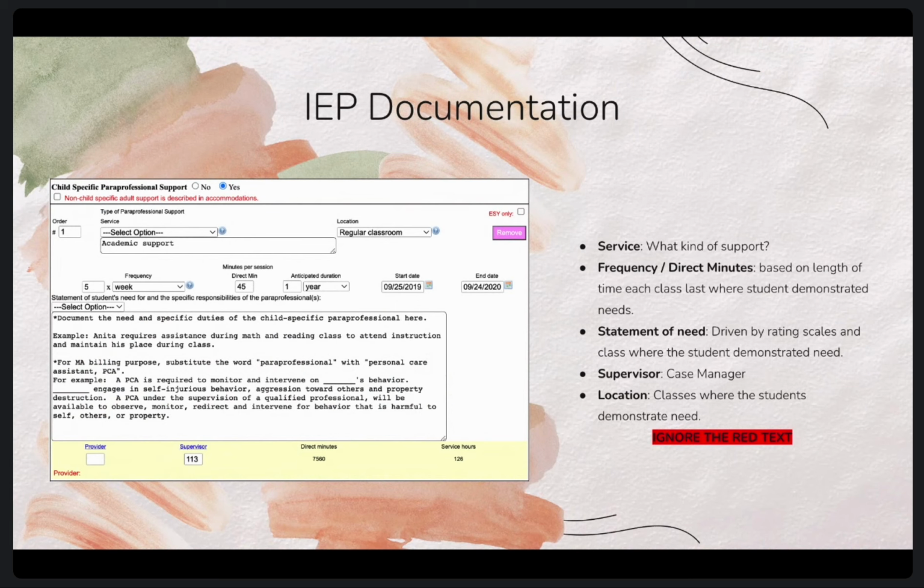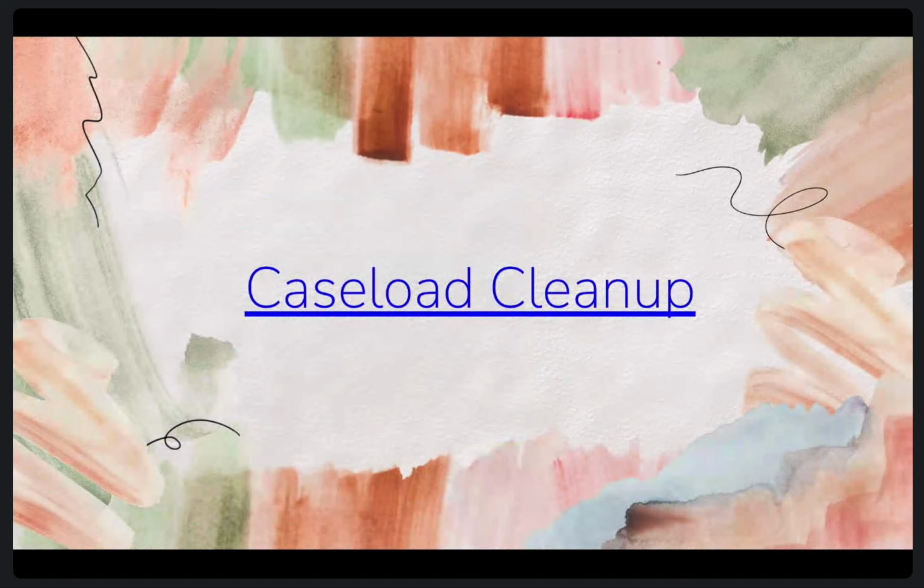And a big part here is ignore the red text. It's gone back and forth over time, whether you want to click the red text, which says non-child specific adult supports described in accommodations. If a student has para support, you click yes and you ignore the red text. We don't put para support in accommodations. That is a service, so we want it on that grid. So that is paraprofessional matrix.